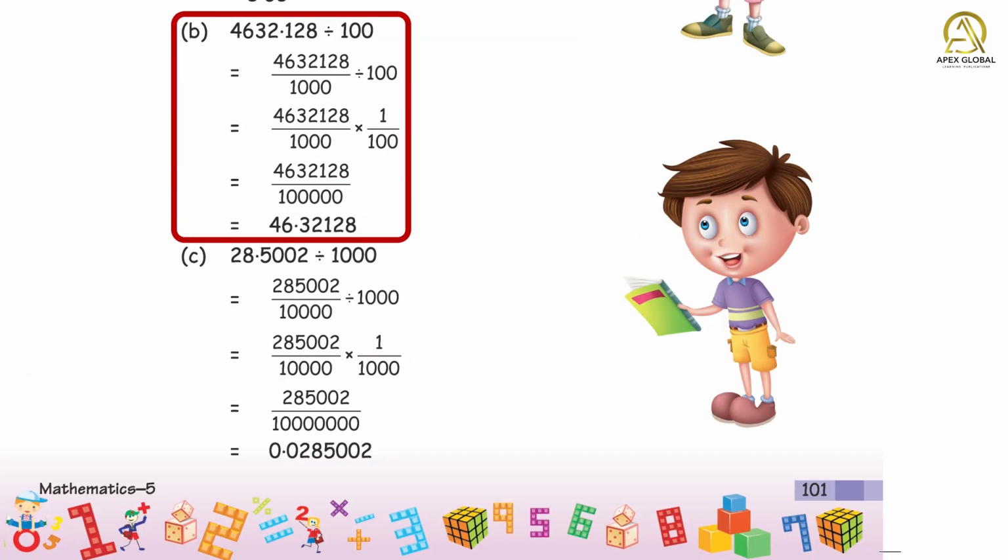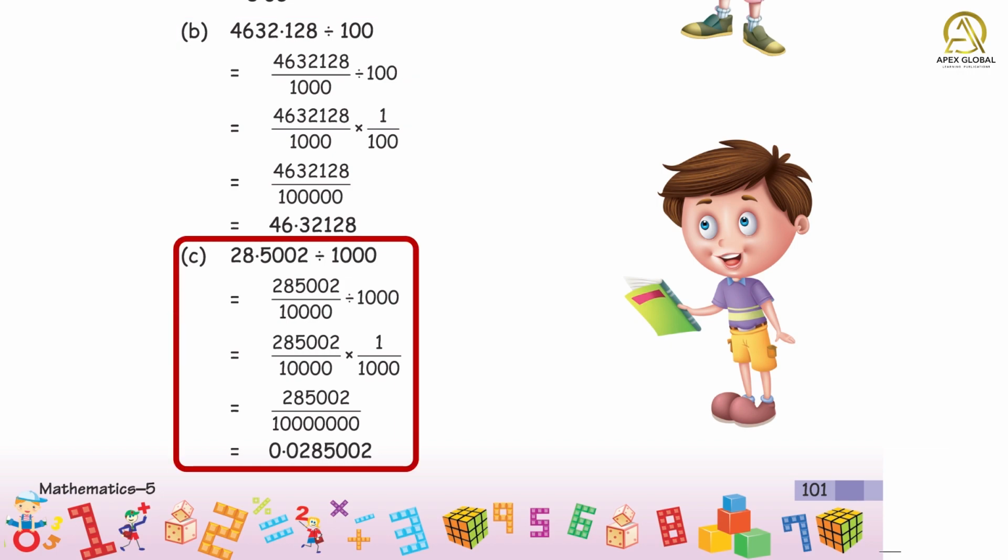B. 4632.128 divided by 100. That is 4632128 upon 1000 divided by 100, which is 4632128 upon 1000 into 1 upon 100, which is 4632128 divided by 1 lakh, which equals 46.32128.